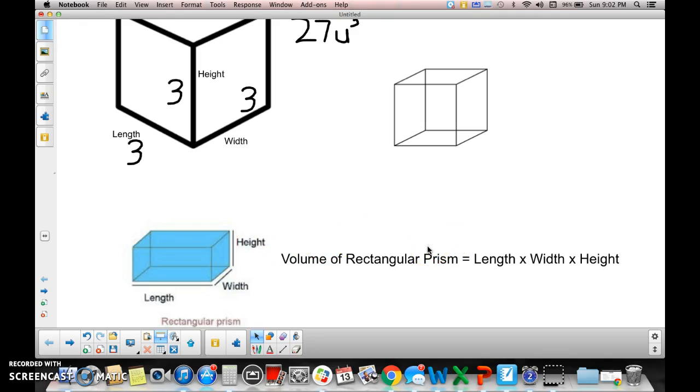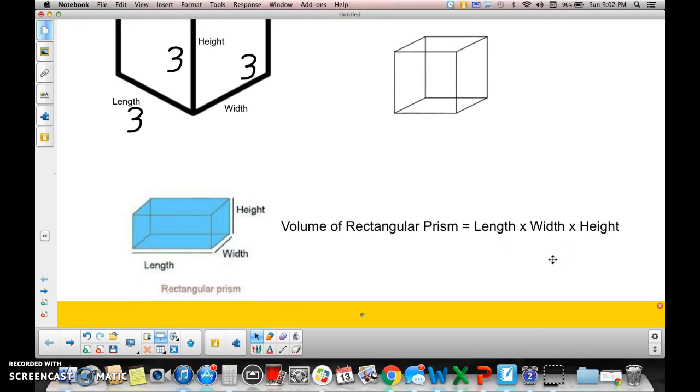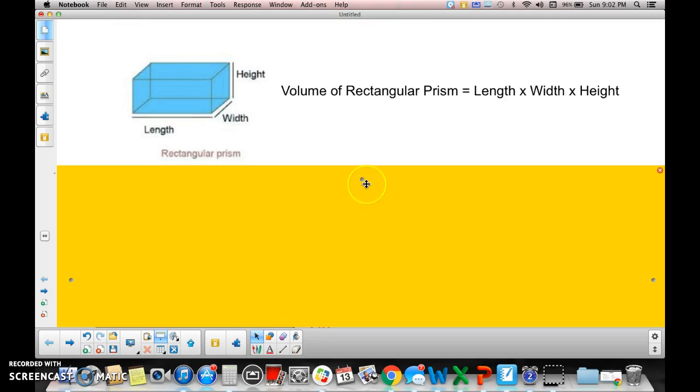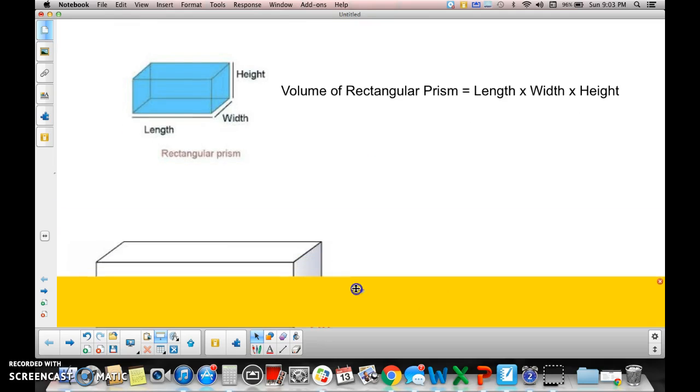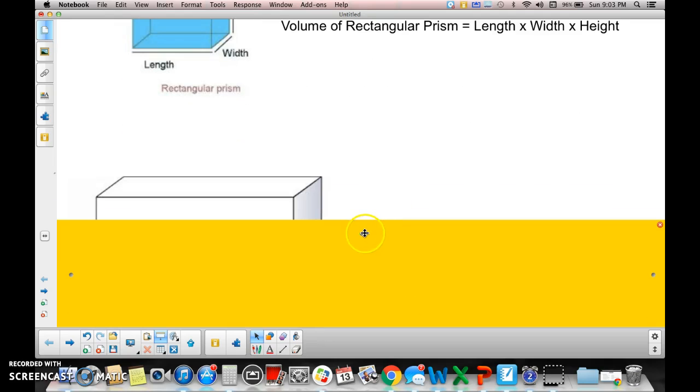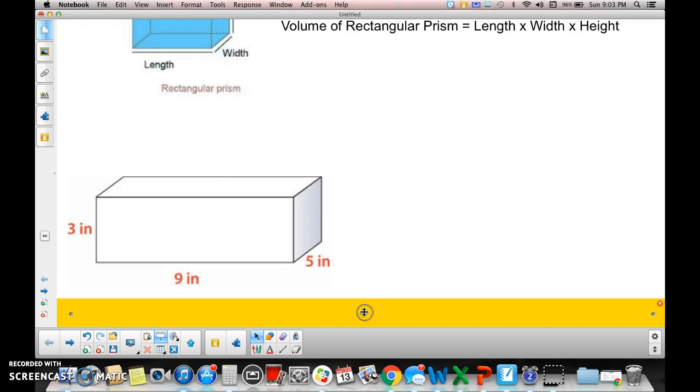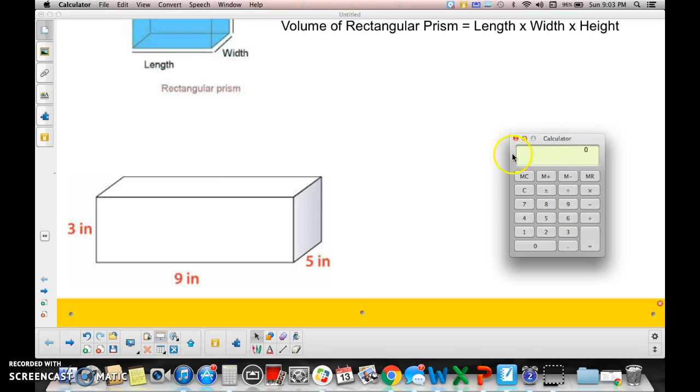The volume is calculated the exact same way as a cube: length times width times height. Not a lot of difference. If we slide down one more, I actually have an example of a math problem in which you're calculating volume. Again, you have a length of 9 inches, a width of 5 inches, and a height of 3 inches. I really don't even care if you pull out your calculators to calculate these.